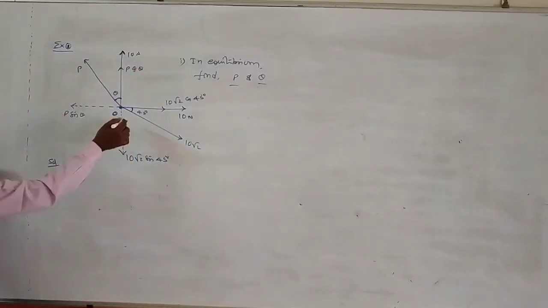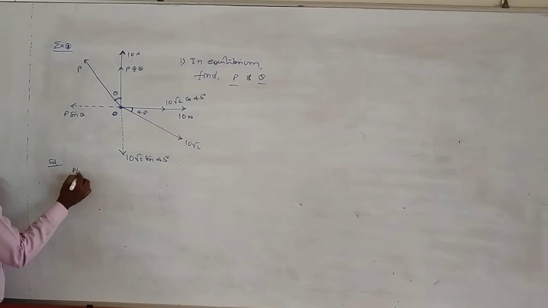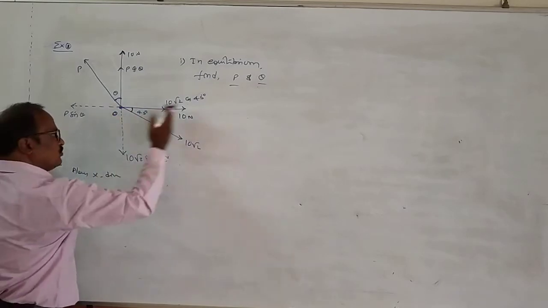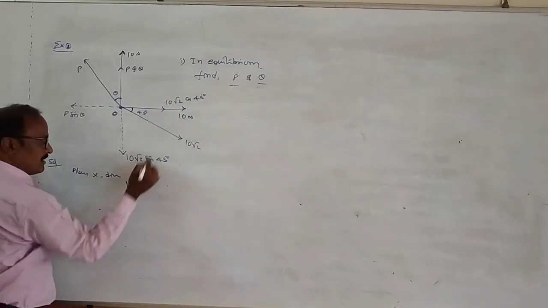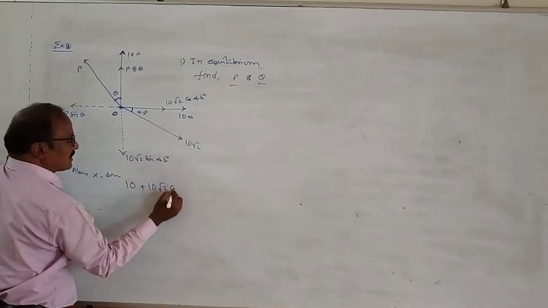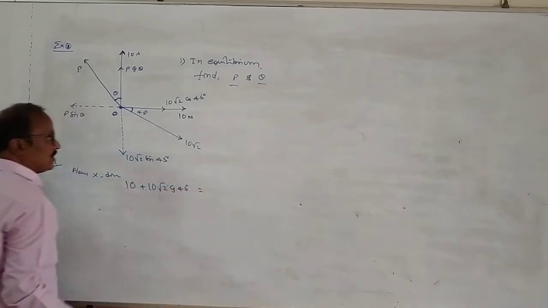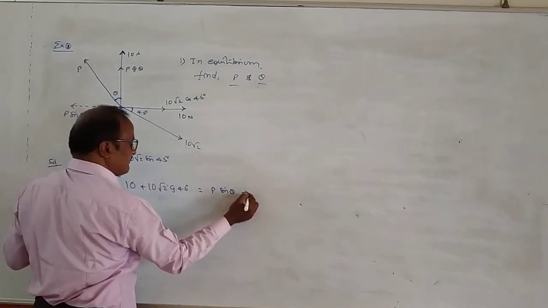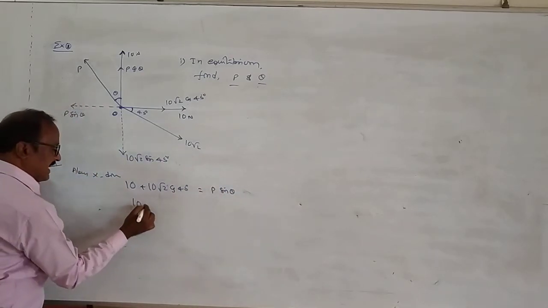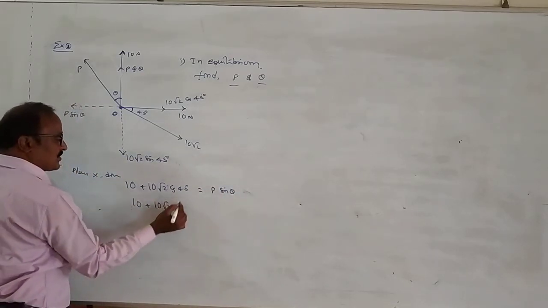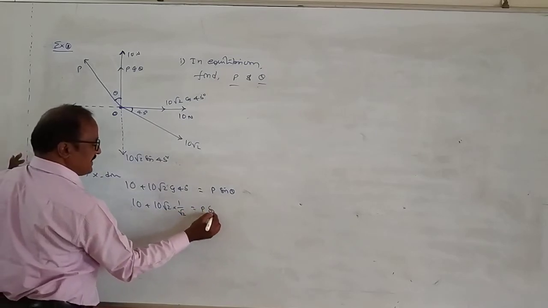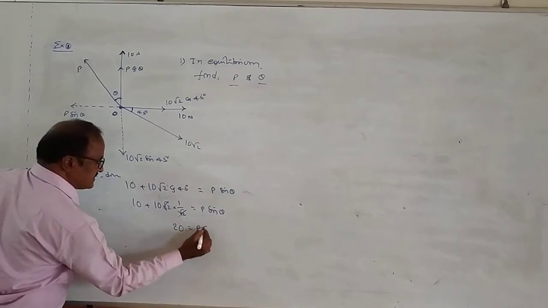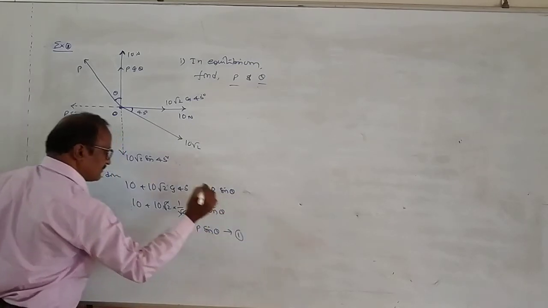So if the particle is in equilibrium along the x direction, what is the sum of the forces acting towards the right? One is 10, plus the second one, 10 root 2 cos 45, should be equal to the sum of the forces acting towards the left, which is on this side. Here 10 plus 10 root 2 into cos 45, which is 1 by root 2, is equal to P sin theta. Root 2 cancels. Again 10 plus 10 is 20. So 20 is equal to P sin theta. This is equation 1.